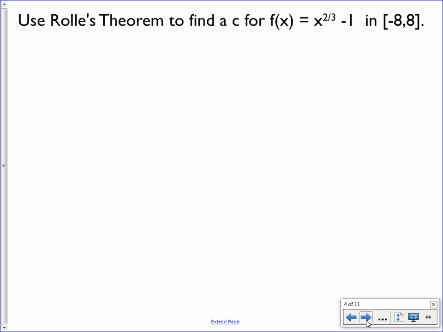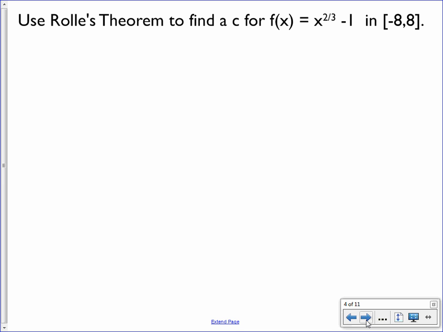Rolle's theorem. I want to know where we have a derivative of 0 between -8 and 8. If we're going to use Rolle's theorem, what must we check before that? Continuous and differentiable. Is this a continuous curve between -8 and 8? Yep. Is it a differentiable curve between -8 and 8? Of course.